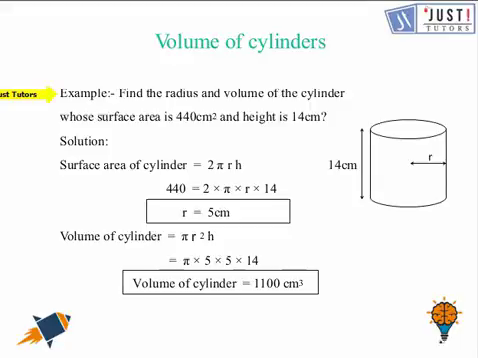We need to find the radius and the volume of the cylinder, and we are given the surface area in this question and the height of the cylinder. So the curved surface area of the cylinder is 2 pi r h. So keeping this in our formula, we get the value of r, and to find the volume, it's pi r squared h. We put the values and the answer is 1100 cubic centimeters. You can pause the video and try this question yourself.